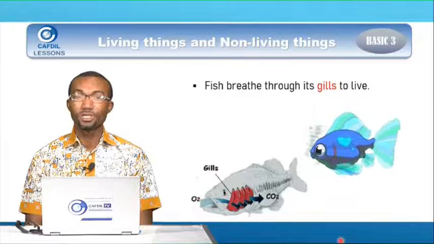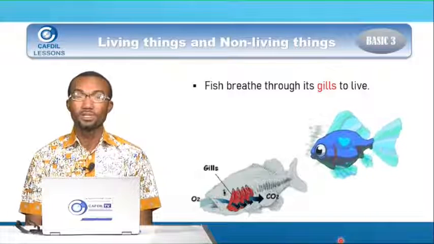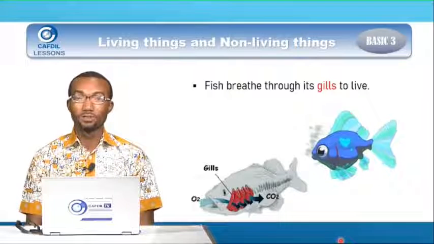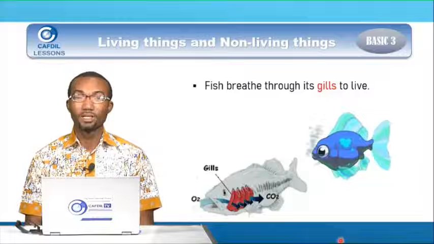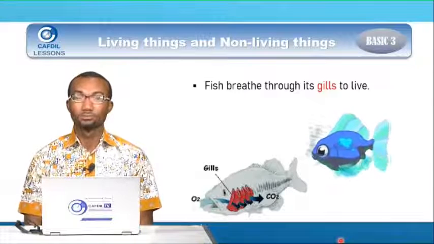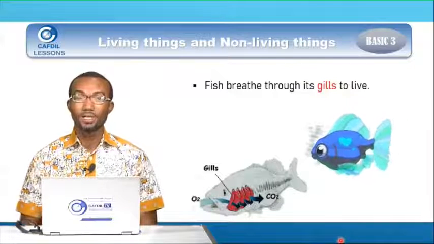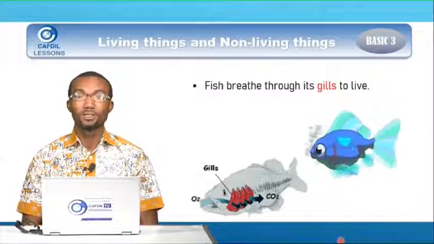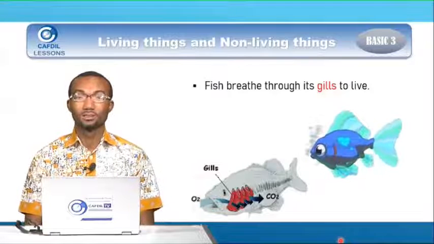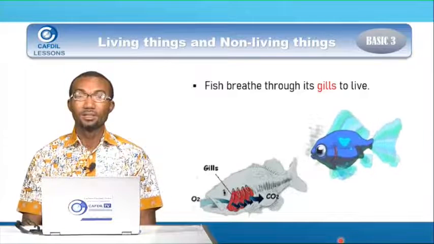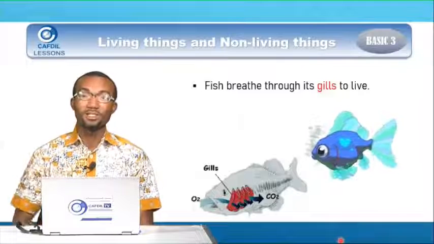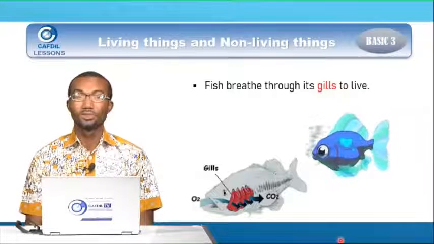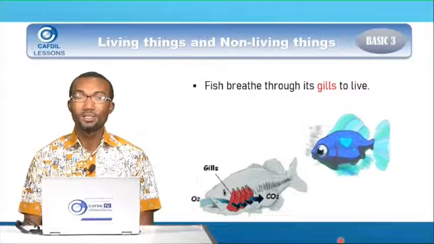Fish breathe through gills to live. We breathe through our nose. Fish also breathe, but they breathe through their gills. Gills help them to take oxygen out of water. Kate, the water that we drink contains oxygen, and the gills draw the oxygen out of the water and help the fish to breathe. So if you don't have gills, you cannot breathe inside water.